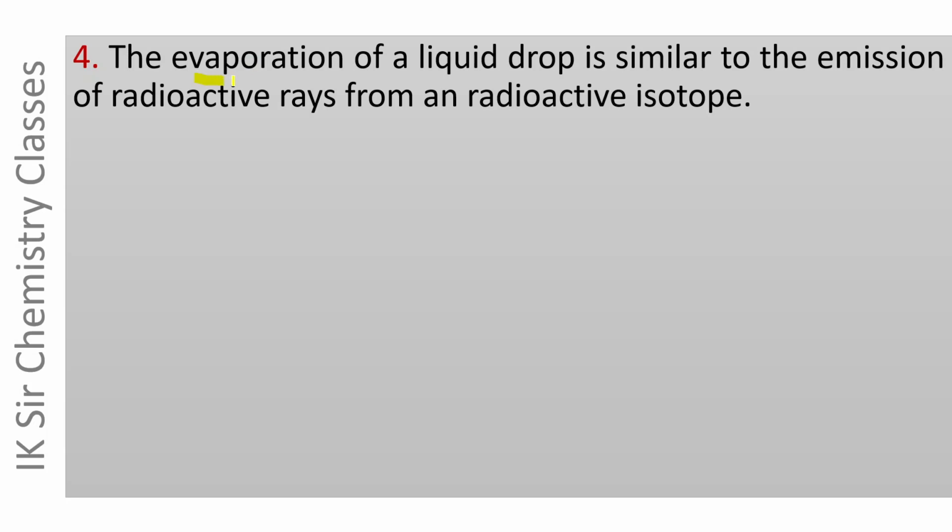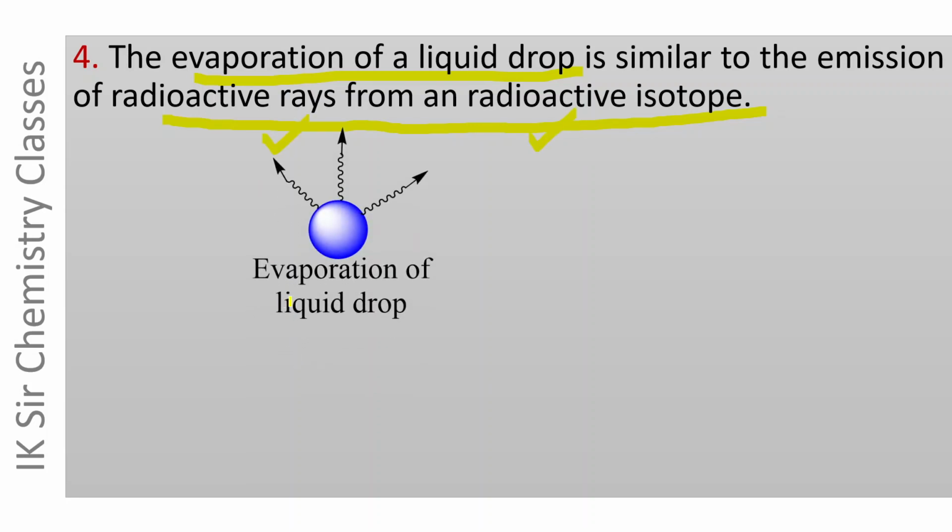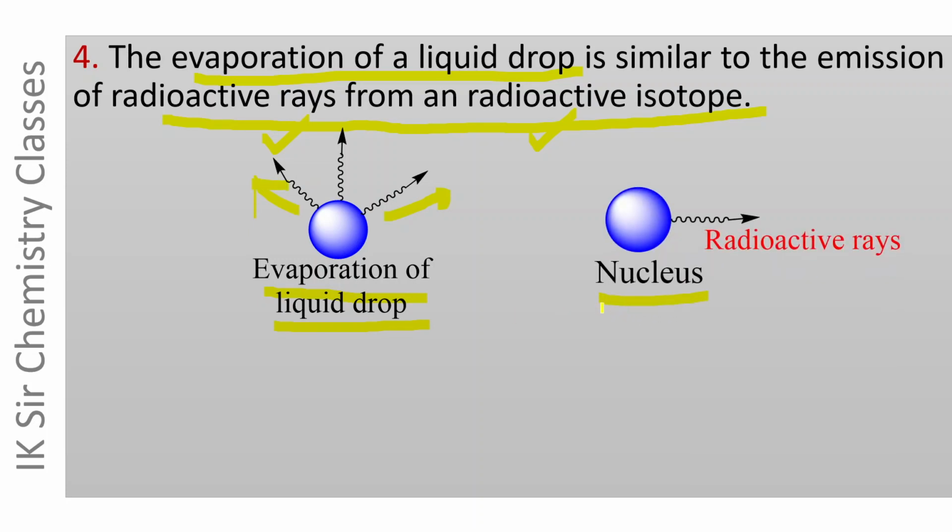The fourth similarity: the evaporation of a liquid drop is similar to the emission of radioactive rays from a radioactive isotope. The liquid drop evaporates and its molecules go to the atmosphere. Similarly, the radioactive isotope emits radioactive rays from the nucleus. The liquid drop undergoes evaporation and its molecules go to the environment. Similarly, the radioactive nucleus is unstable and it emits radioactive rays. These two properties, evaporation of a liquid and emission of radioactive rays from the nucleus of a radioactive isotope, are similar.